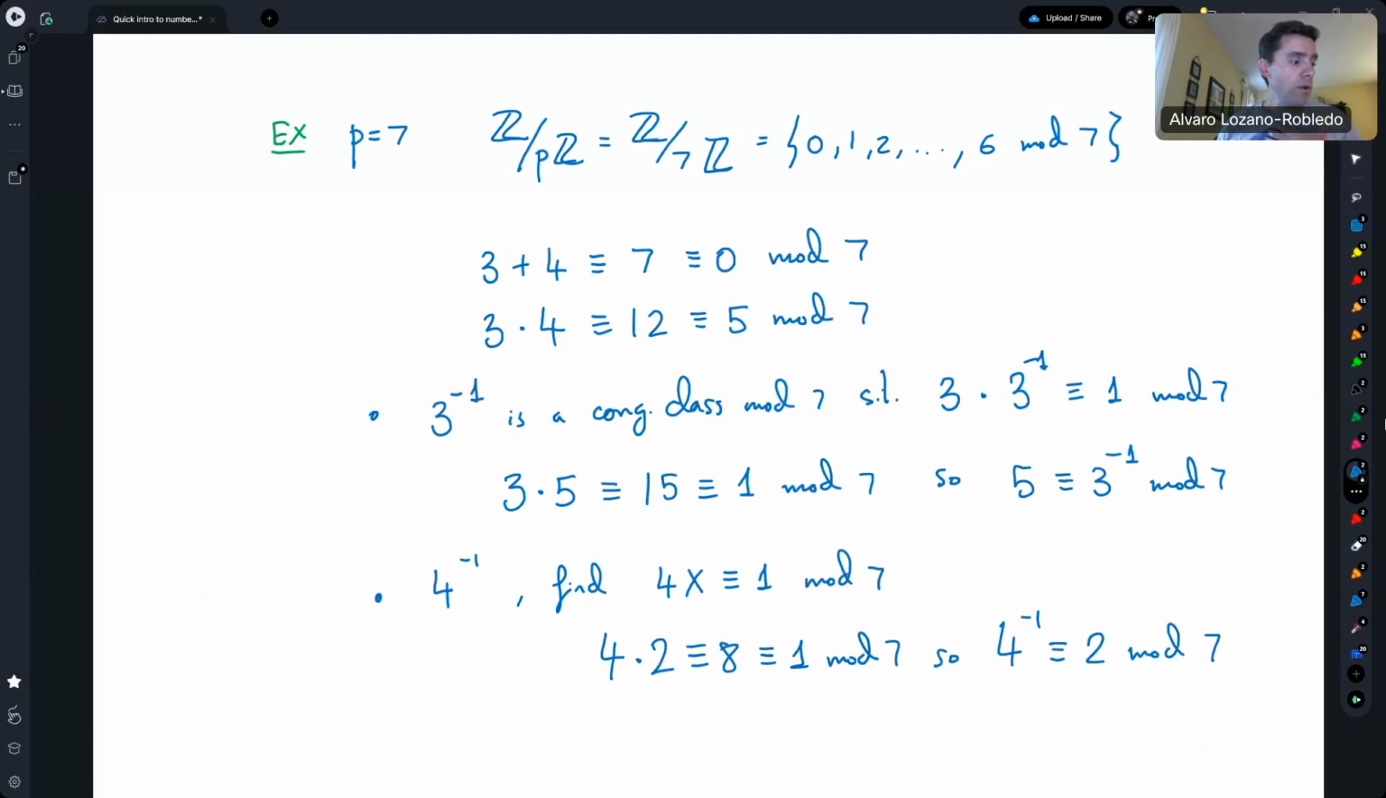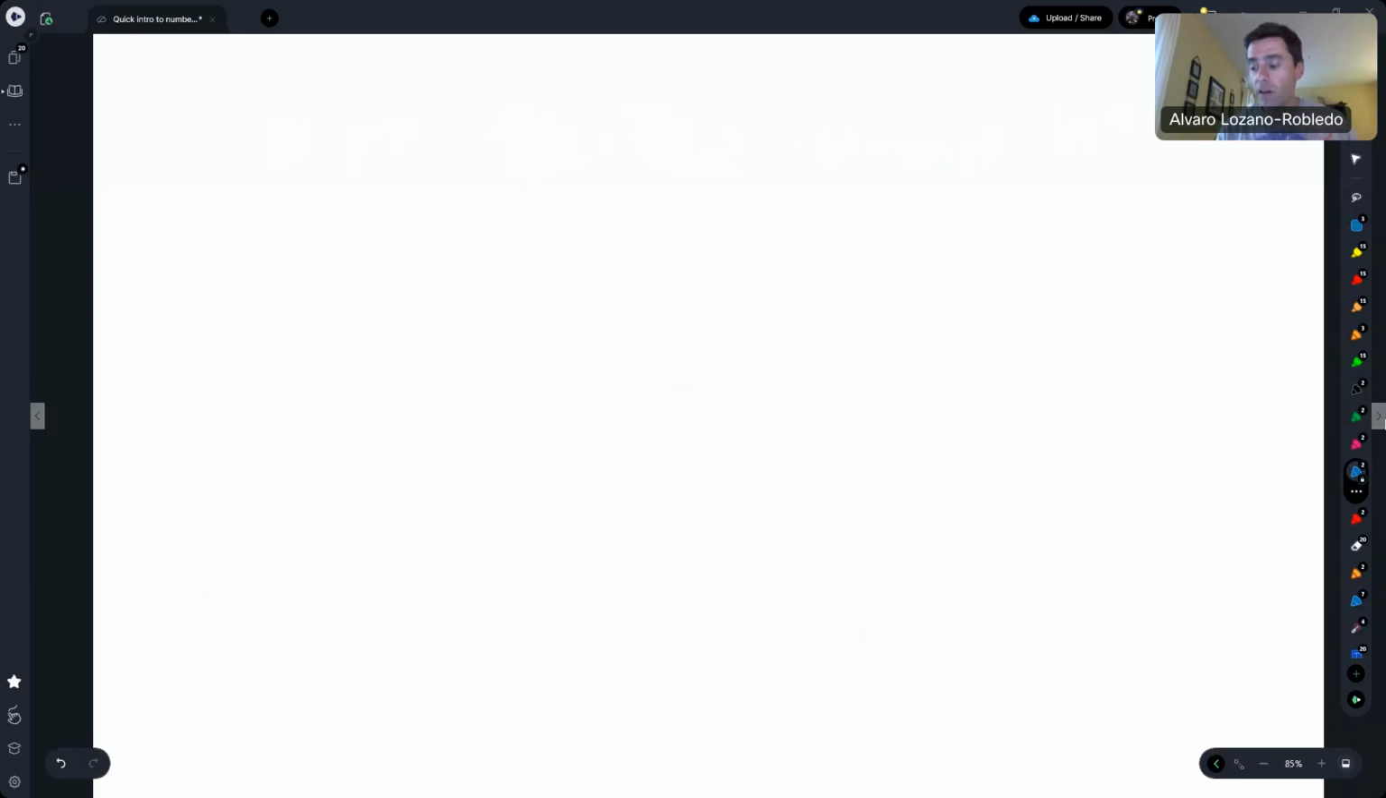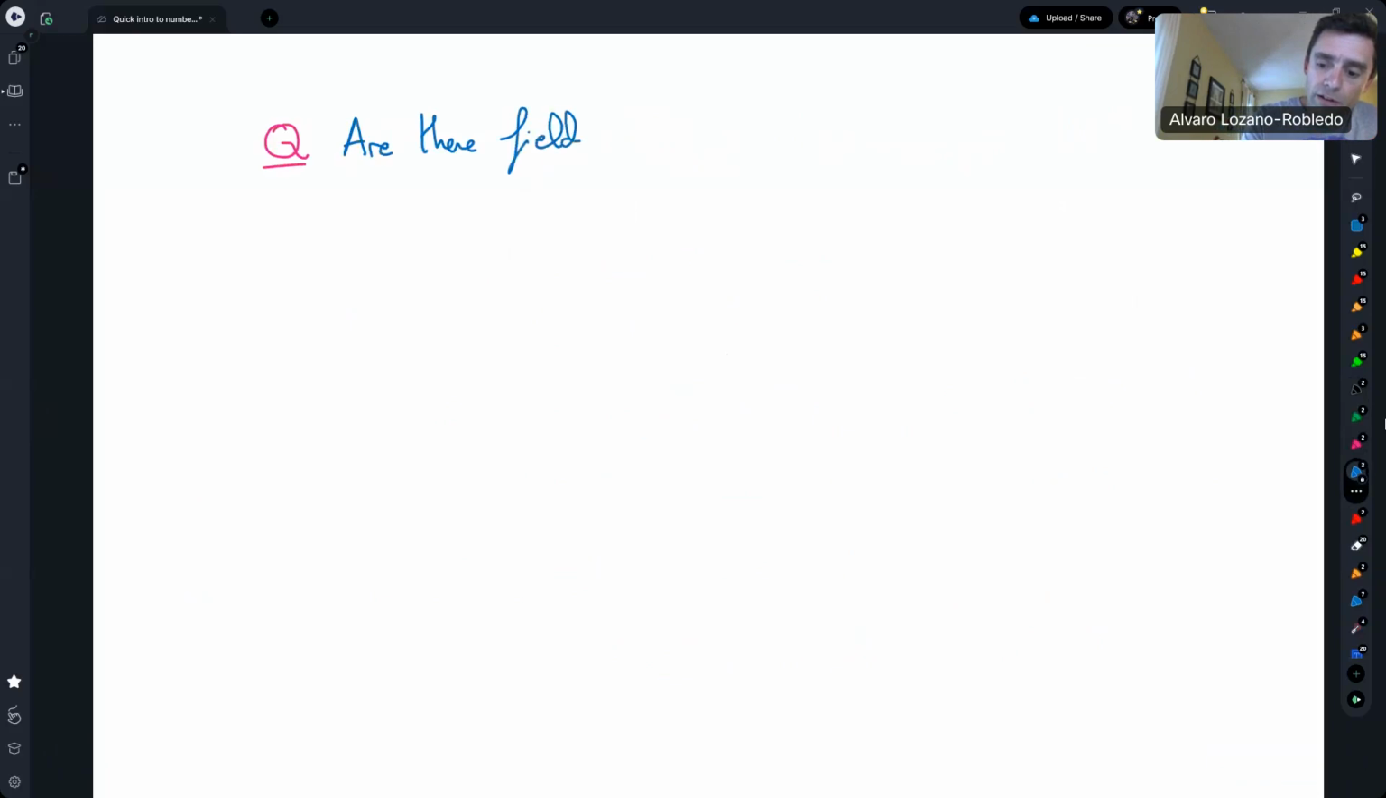Now, these are fields with P elements, with a prime number of elements. Are there fields that are finite with other number of elements, that is, a composite number of elements? So let me ask here a question. Are there fields with m elements?